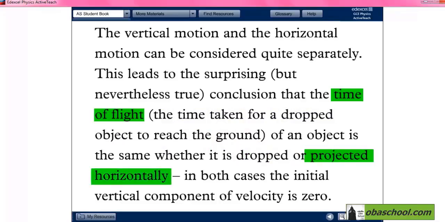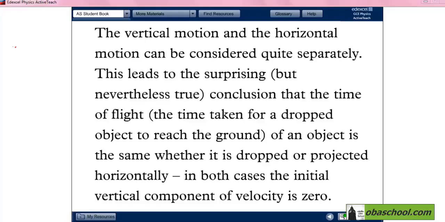In both cases, the initial vertical component of velocity is 0. For example, if there is a cliff near the water and the person throws the ball vertically downward from here and throws another ball horizontally at the same time, it will have a trajectory of a parabola like this. The two balls will reach the water surface at the same time, so t is the same, even though one ball was thrown vertically while the other was projected horizontally.